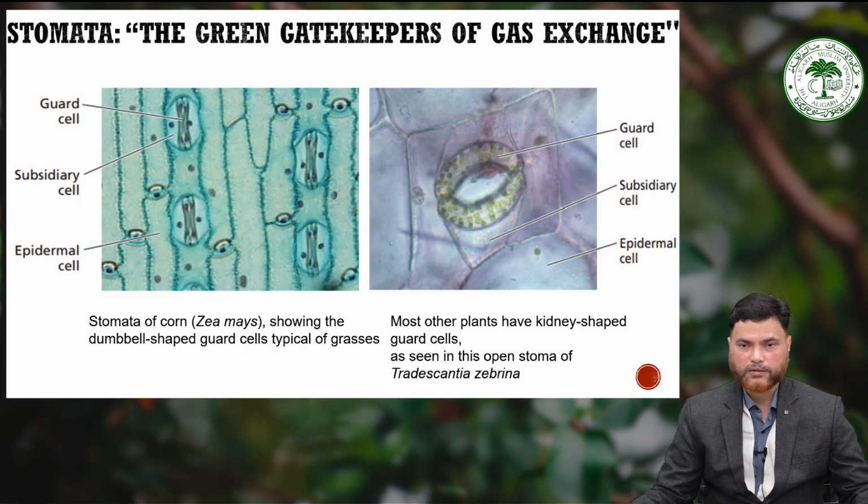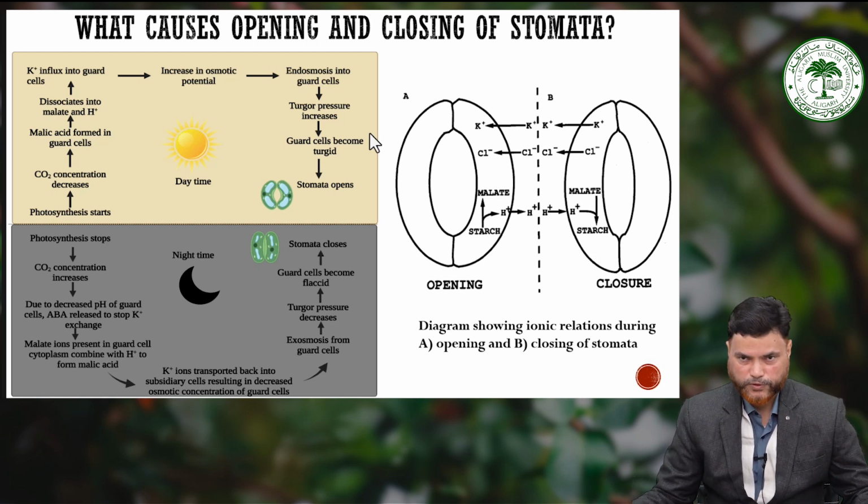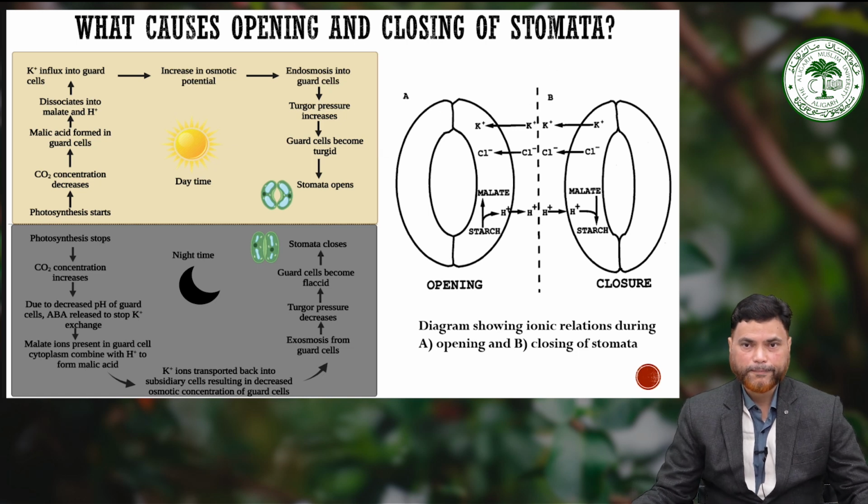So, what do the stomata generally do? Stomata regulate the equilibrium between the intake of carbon dioxide and loss of water by regulating their movement. Now, what causes opening and closing of stomata? That is very interesting to know. What happens during daytime when photosynthesis takes place? Generally CO2 concentration drops and pH increases to 7, and in this condition malic acid is formed in guard cells.